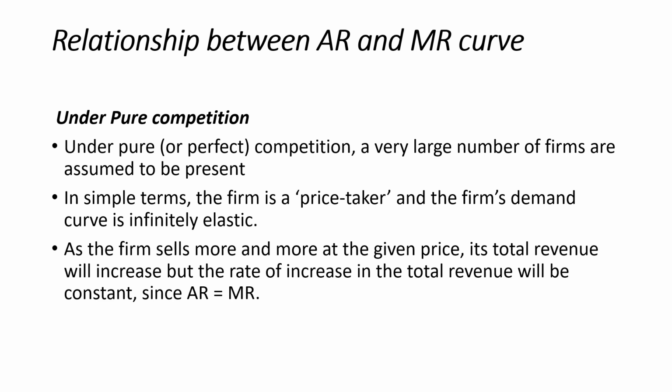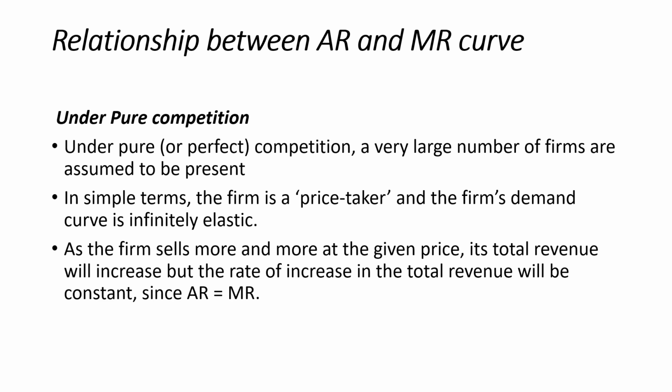Now, in the case of pure competition or perfect competition, you know that there are a large number of firms in the market, and the firm is a price taker. Each firm cannot influence the price. As a result, they accept the prevailing price in the market and thus become price takers. As a result, the firm's demand curve is infinitely elastic. As the firm sells more and more units of the commodity at the given price in the market, its total revenue will increase, but the rate of increase in the total revenue will be constant.